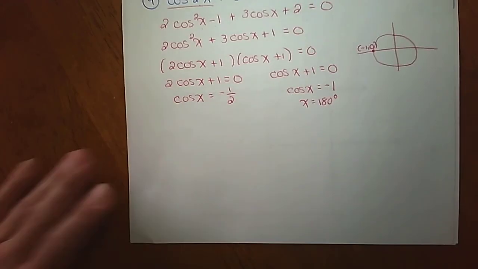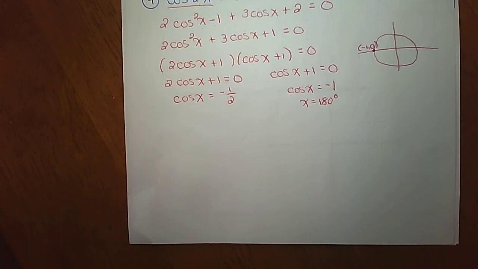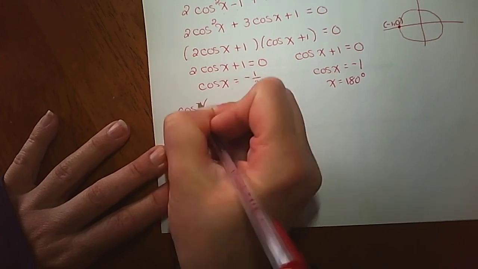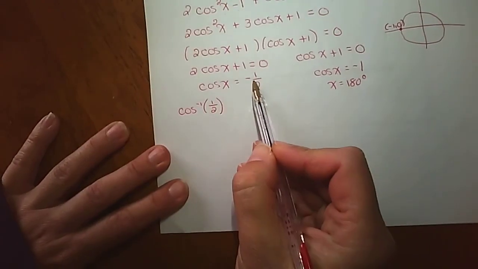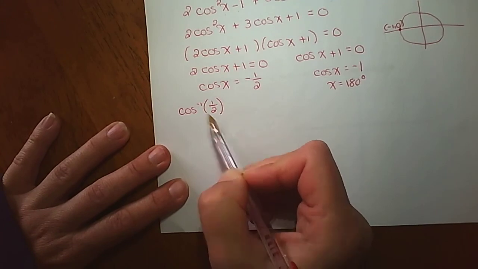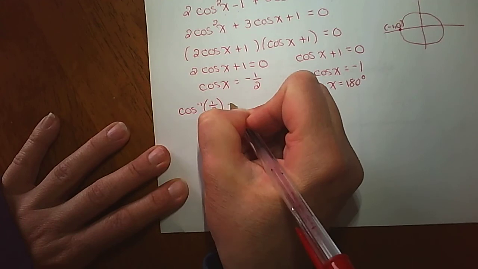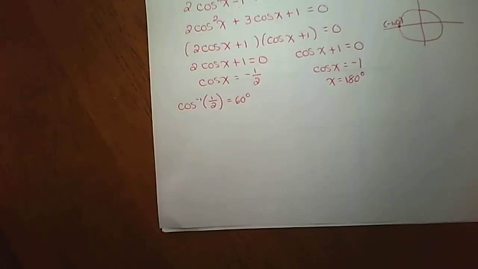Now, 1/2. What angle makes cosine equal to 1/2? Now, you guys are going to have your calculators available to you. So this is where you go to your calculator, I put cos to the -1, plug in a half. Do not put the negative in, just the positive. You should be getting 60 degrees pop up. Now that is not the answer. That's the reference angle.